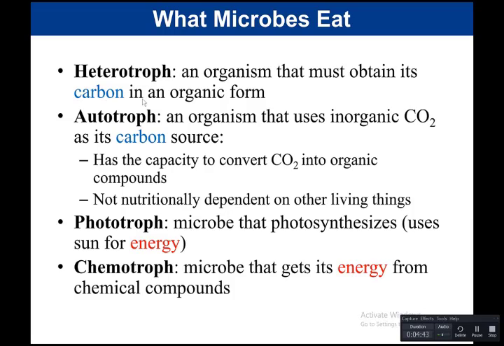There are two terms used to describe how an organism takes in energy. If we call an organism a phototroph, photo refers to sun, troph is eater, this is going to be a microbe or an organism that photosynthesizes, that uses sun for energy. If we call an organism a chemotroph, this is an organism that gets energy from chemical compounds. And so the top two, again, are describing how an organism gets its carbon source. The bottom two terms are describing how an organism takes in energy.